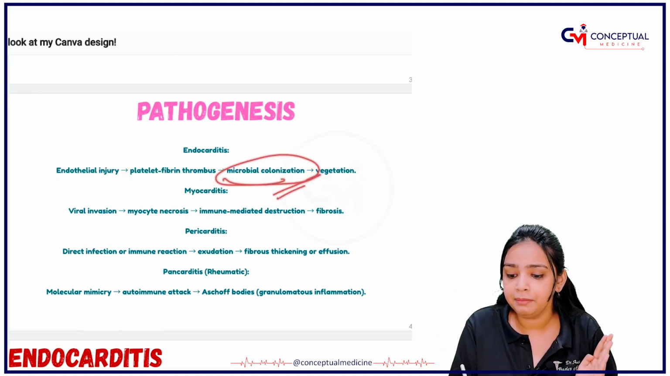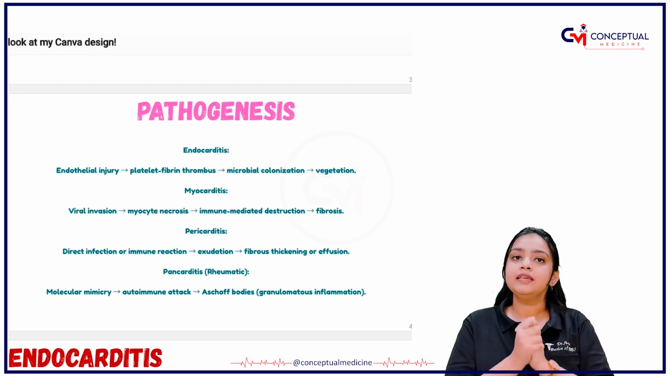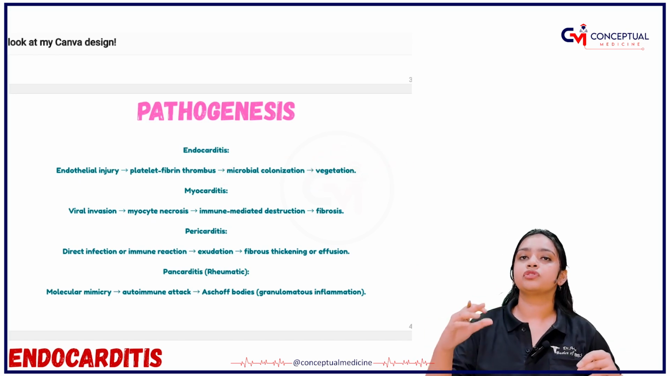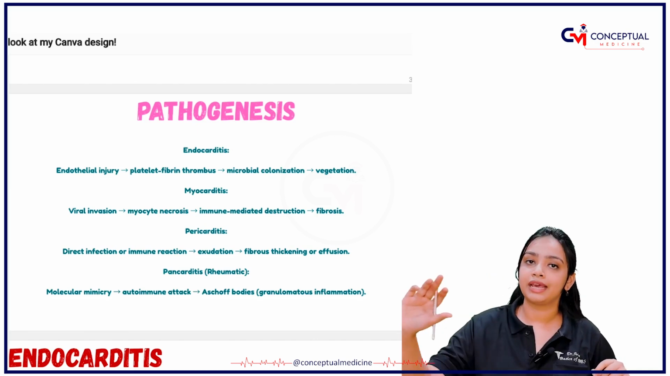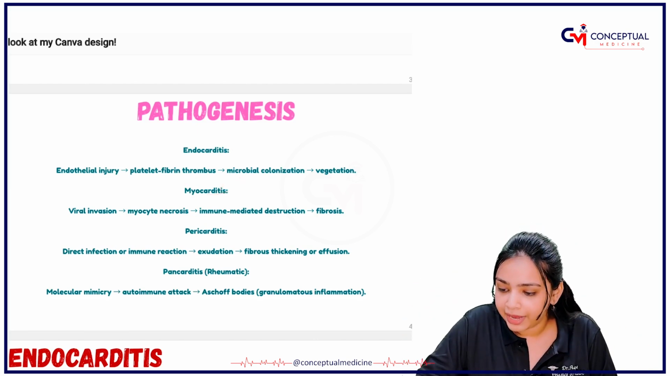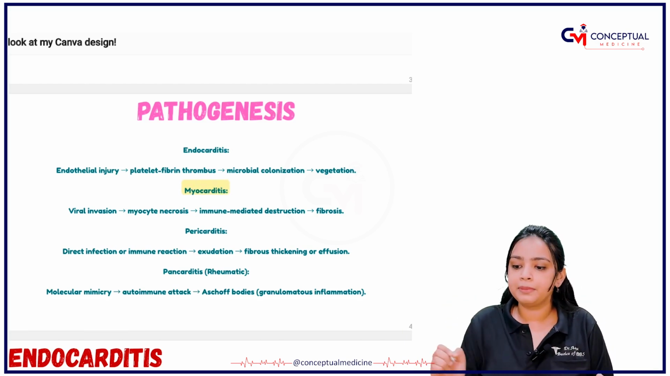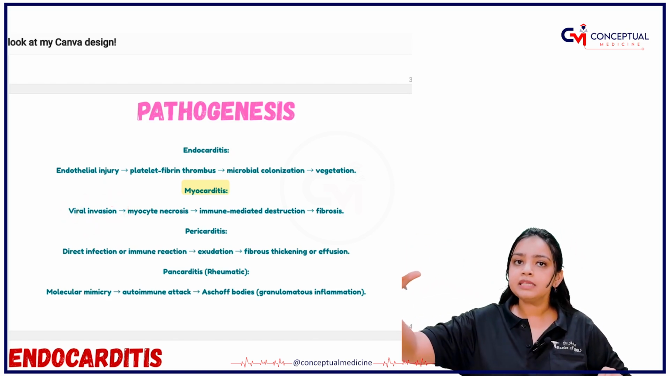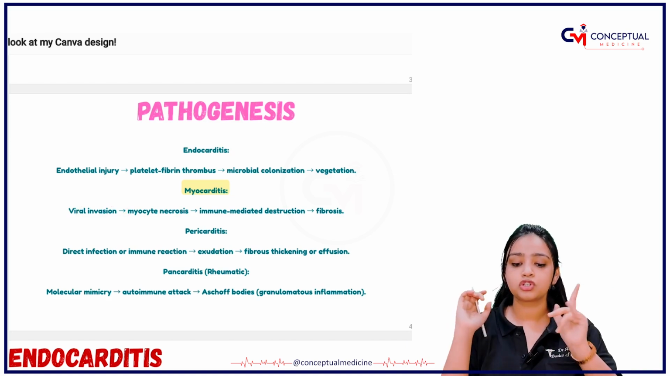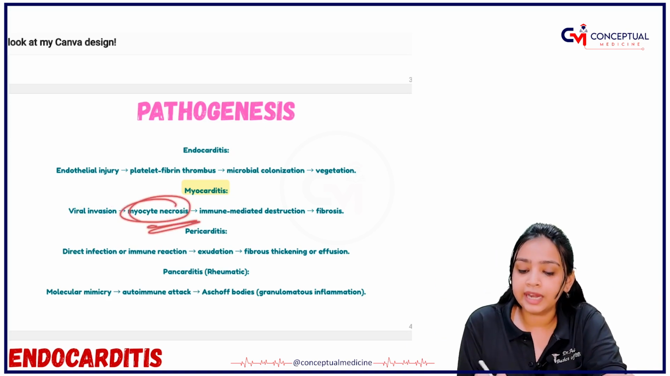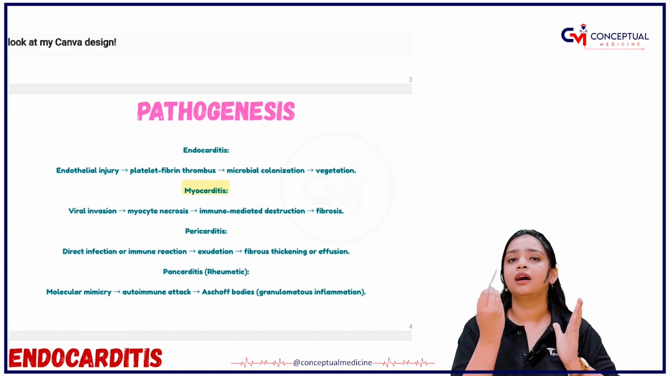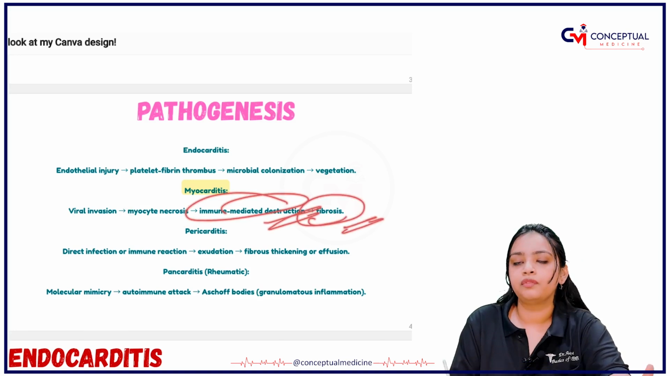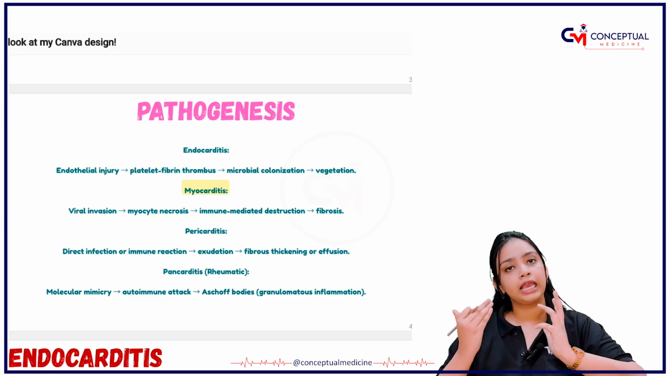After that, there will be microbial colonization. All the microbes will get accumulated. After that, it will cause vegetations, and in vegetations also you have certain types which we will see. Next you have myocarditis. So what happens in myocarditis? In myocarditis, you have a viral invasion. The person may be suffering from any sort of viral infection. After that, there is myocyte necrosis, necrosis of the tissue around that. After that, there will be immune-mediated destruction, as a result of which there will be fibrosis of the surrounding area.